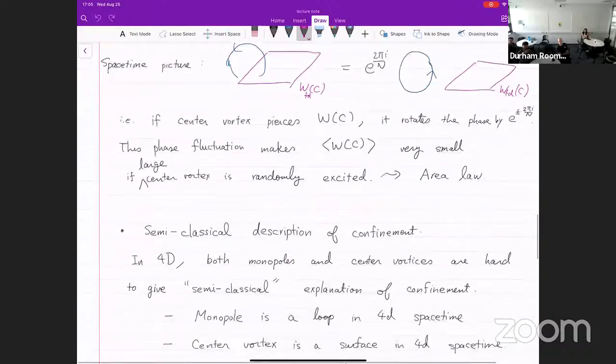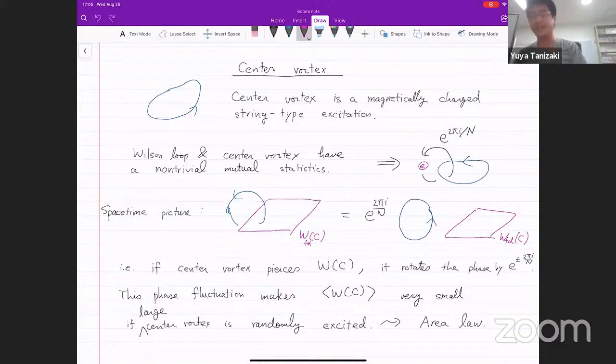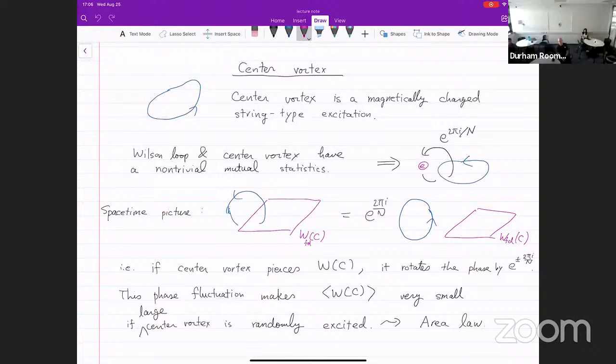So I should imagine there's some tension on this thing as well, in addition to the topological part. Is that correct? So it has non-trivial tension, and this makes it very difficult to treat this kind of scenario semi-classically. In semi-classics, it would have a finite tension. Okay, excellent, thank you.